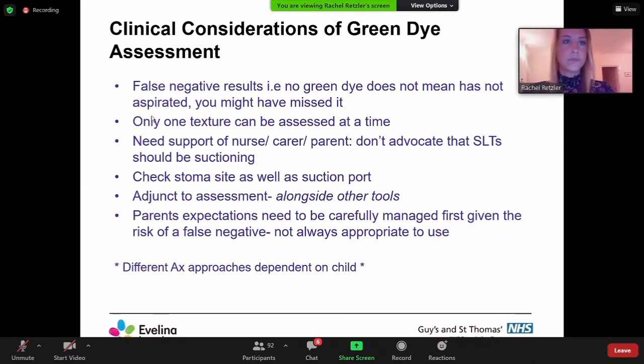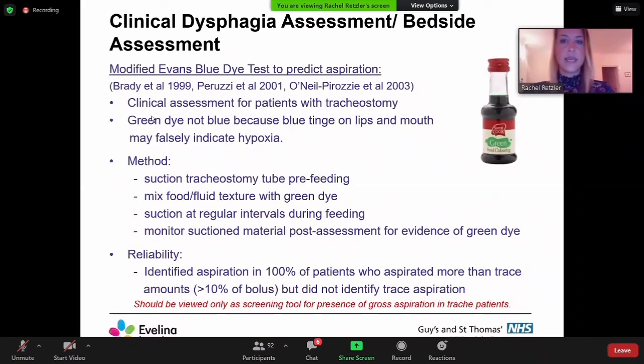In a study from Betty et al., we looked at simultaneous videofluoroscopy and dye testing in 20 subjects. They reported a 50% false negative error rate. So a negative result is that no green dye was seen on suction, and a positive result, meaning aspiration was present, is that green dye was seen. So in this, they reported that 50% false negative error rate, and that is dye testing identified greater than trace aspiration.